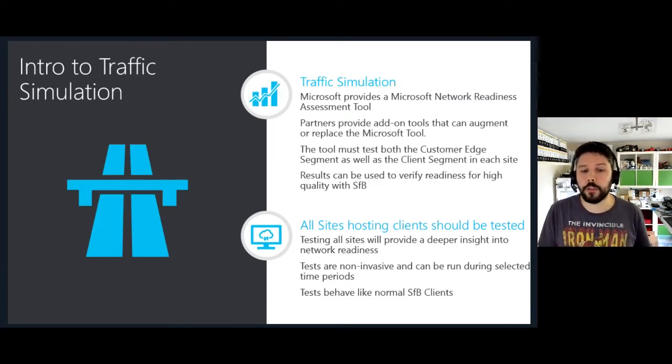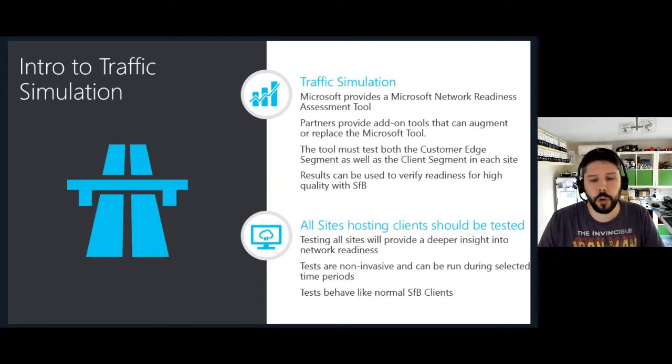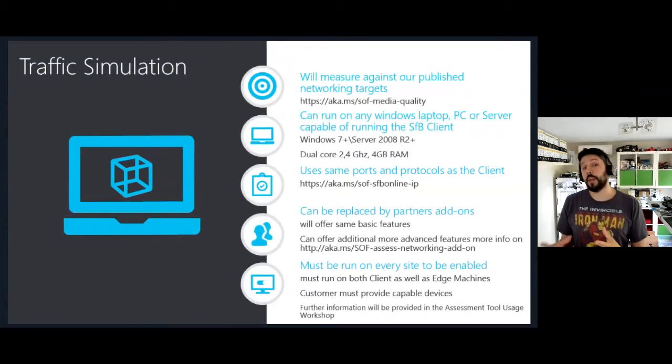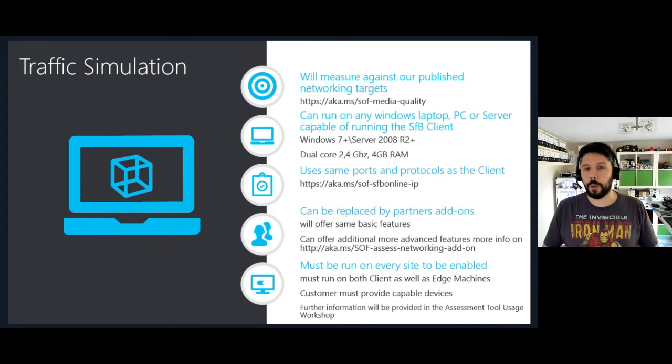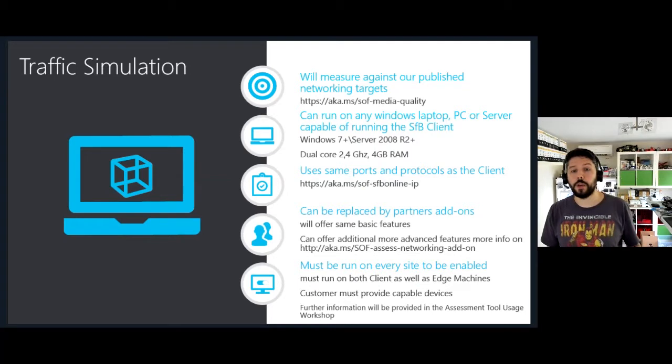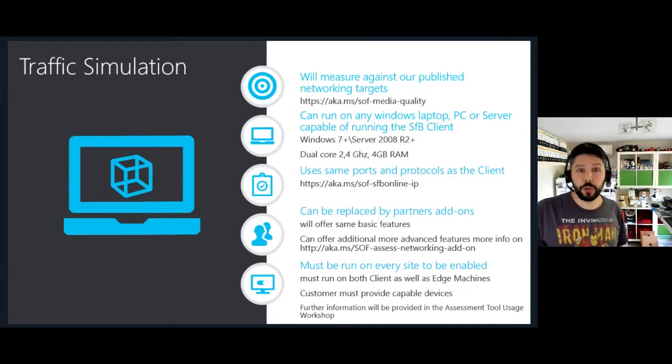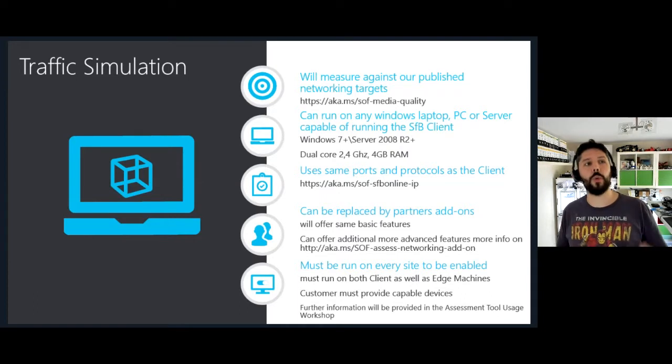So we're really recommending it to test any site that you have to ensure that you're ready to start using Skype for Business or any real-time communication tool. So the one thing that is important, we actually have a bunch of published networking targets. You can find it at the aka.ms URL. You can run this on any PC that's running Windows 7 or Server 2008 or higher. We do use the same ports and protocols, so you don't have to do weird stuff like, oh, we want you to open this obscure port. No. It will use the same ports and protocols as Skype for Business would.